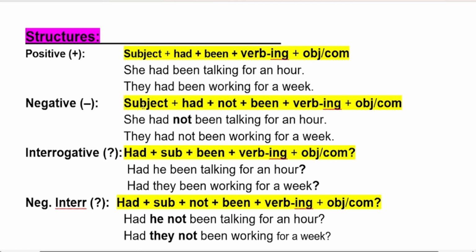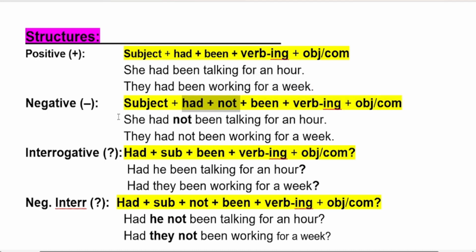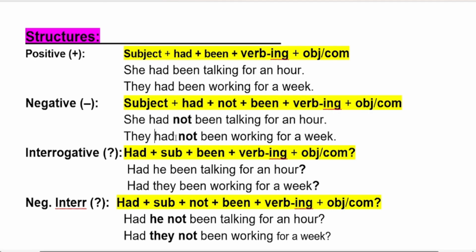So what is the negative? Subject plus had plus not plus been plus verb ing plus object or complement. بعد از had که از فعل کمکی است، بعد از اون چی اضافه میکنیم؟ not. بعد جمله ما به منفی تبدیل میشه. She had not been talking for an hour. They had not been talking for a week. Or they had not been working for a week. So after the helping verb, what do we use? Not.